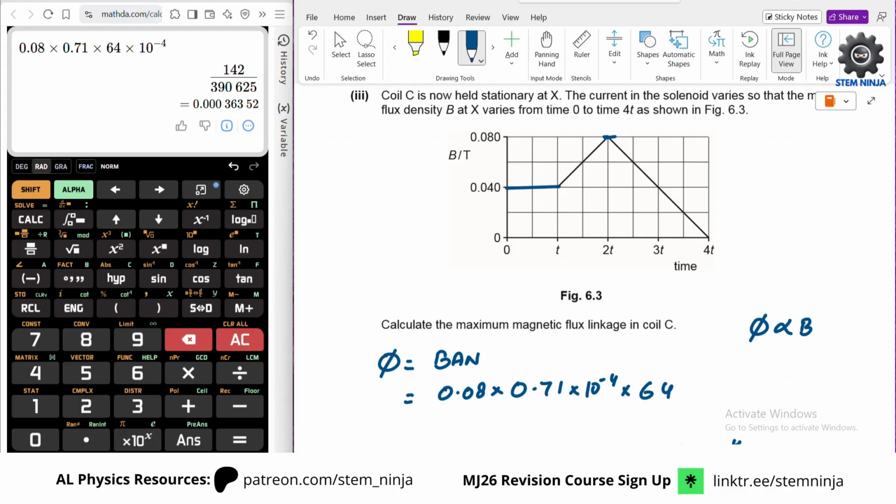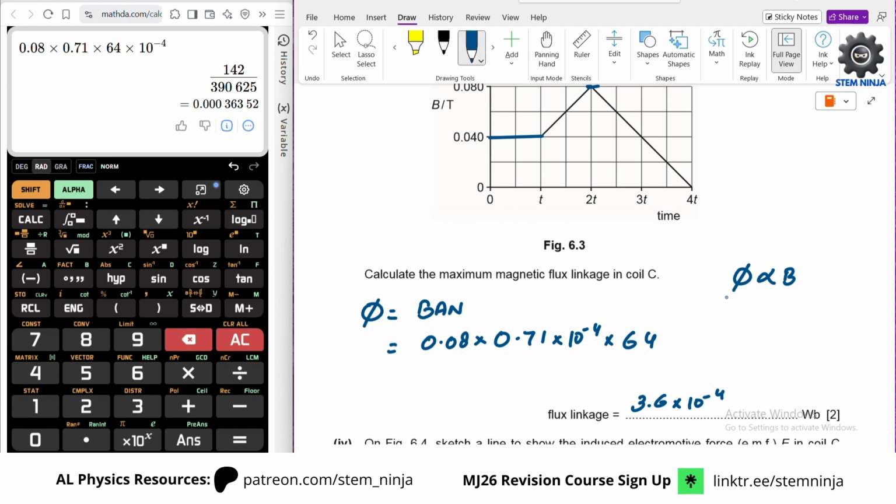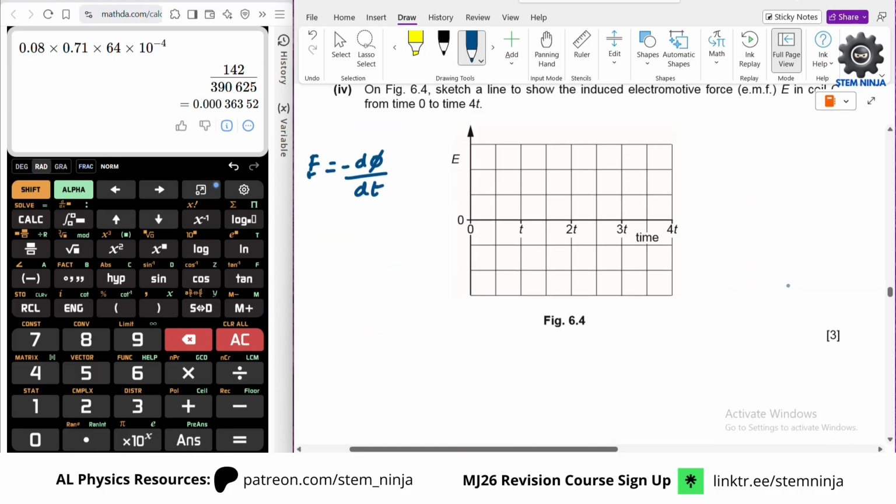So over here the flux density is not changing, so B is not changing. As you can see, magnetic flux linkage is proportional to B, so any change in magnetic flux linkage will also be directly related to change in flux density. So flux density is constant from 0 to T, so induced EMF would be 0.